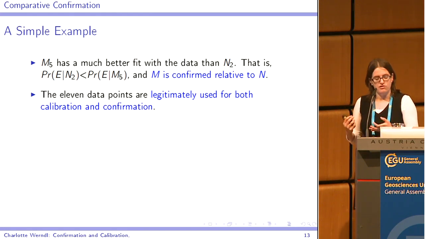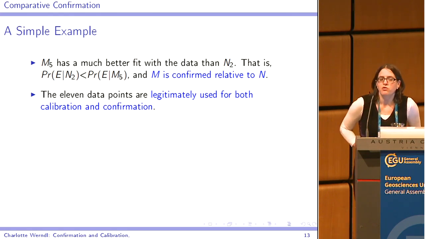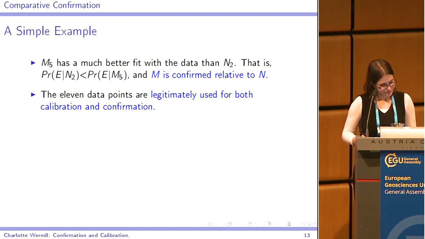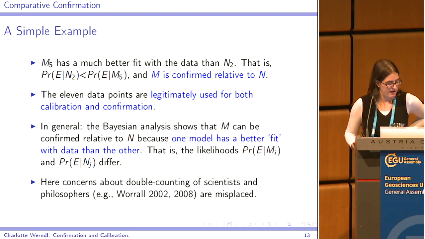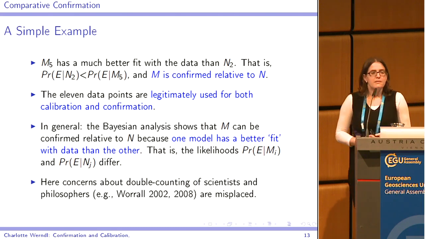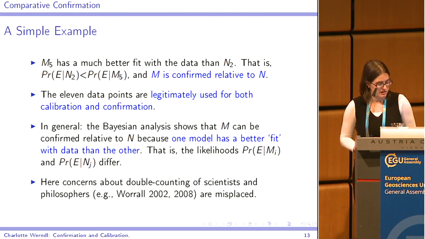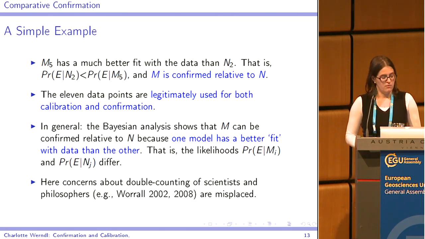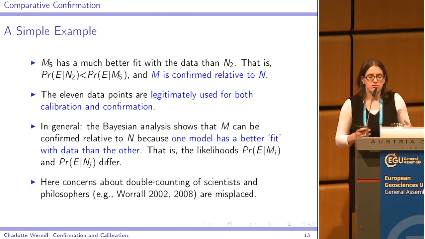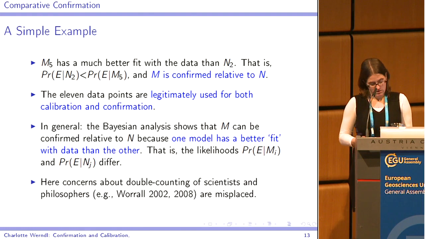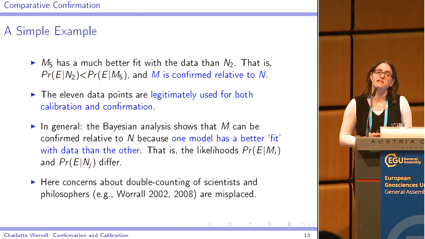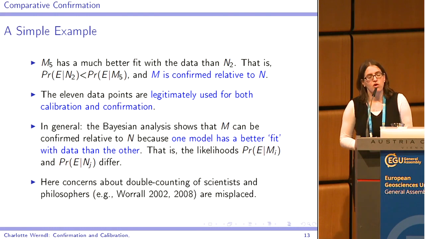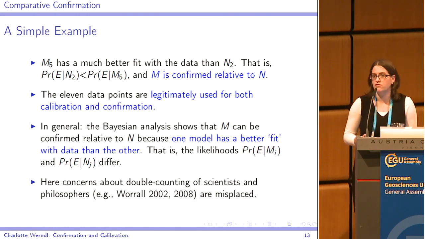The 11 data points here just naturally seem to be legitimately used for both confirmation and calibration. And you can show that generally. If everyone is interested, I'll give the references to our papers at the end of the talk. You can show that in the Bayesian analysis, one reason why double counting arises and is legitimate is that one model has a better fit with the data than the other. There are also other cases of legitimate double counting, which arise for another reason, but I think this is the more intuitive one, so I presented it. At least from a Bayesian perspective, worries about double counting, using data twice for confirmation and calibration, are really beside the point.